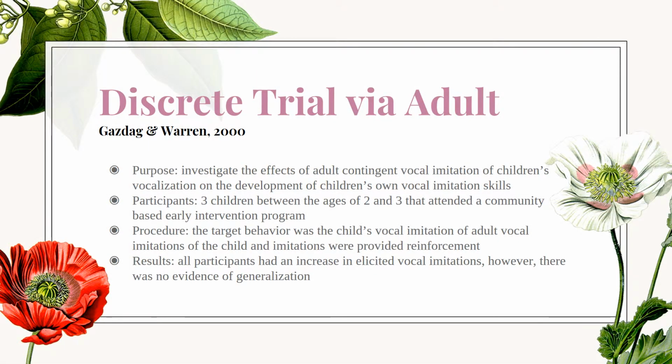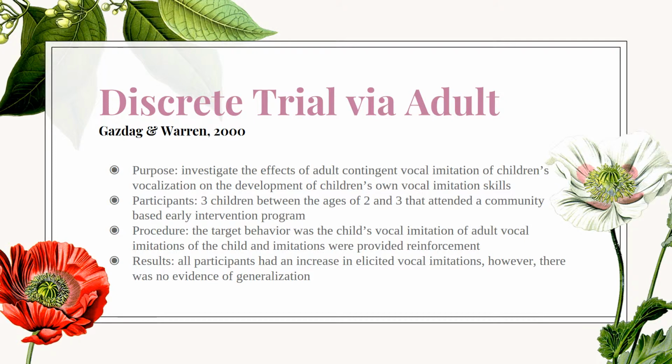Next, on to discrete trial via adult. Gazdag and Warren in 2002 wanted to investigate the effects of adult contingent vocal imitation of children's vocalization on the development of their own vocal imitation skills. Participants were 3 children between the ages of 2 and 3 that attended a community-based early intervention program.